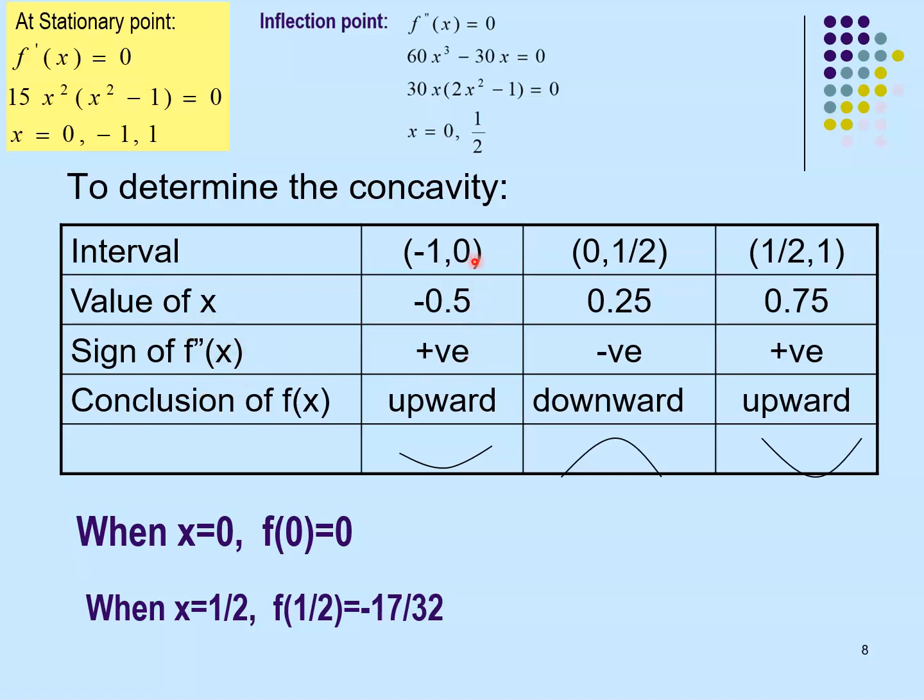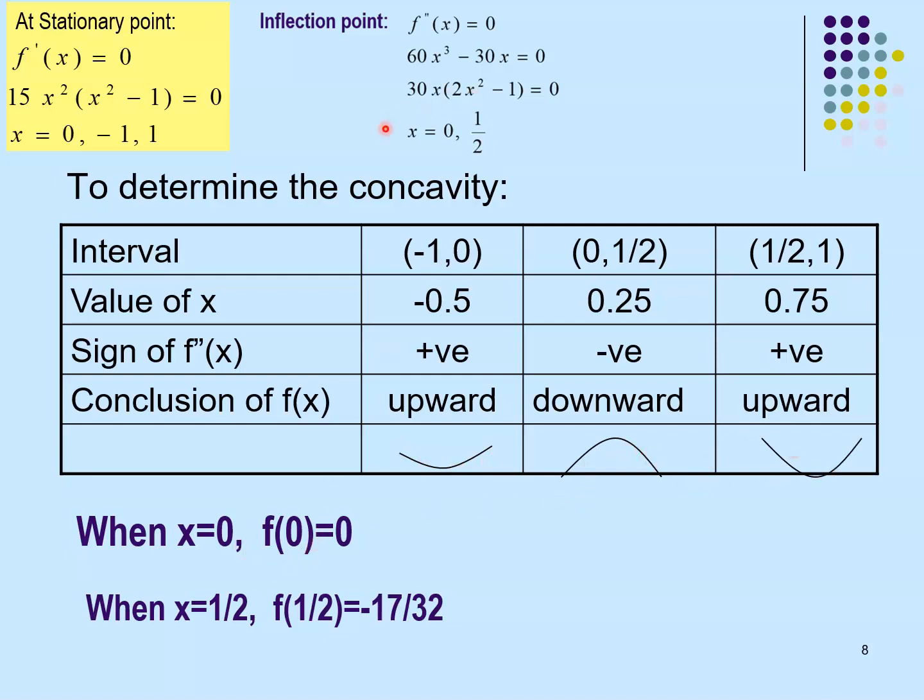So you get, for this interval, a positive answer, for this interval a negative, and for this interval a positive, which indicates that positive means concave upward like this, and negative indicates concave downward, and again positive you have concave upward. So from here you can imagine what your graph looks like from this curve.